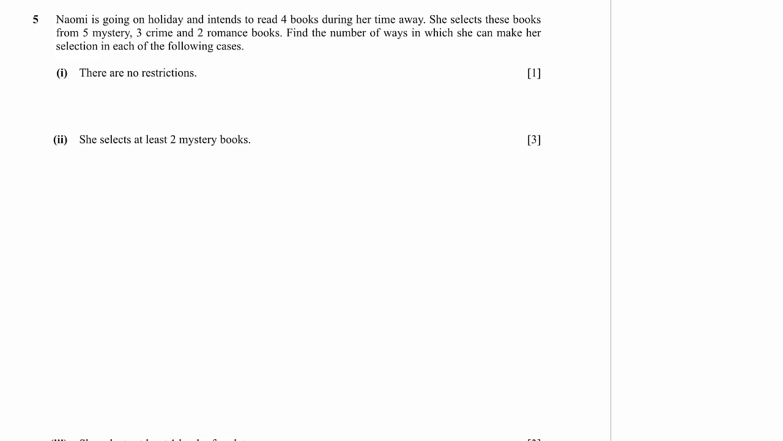Naomi is going on holiday and intends to read 4 books during her time away. She selects these books from 5 mystery, 3 crime and 2 romance novels. Find a number of ways in which she can make her selection in each of the following cases.